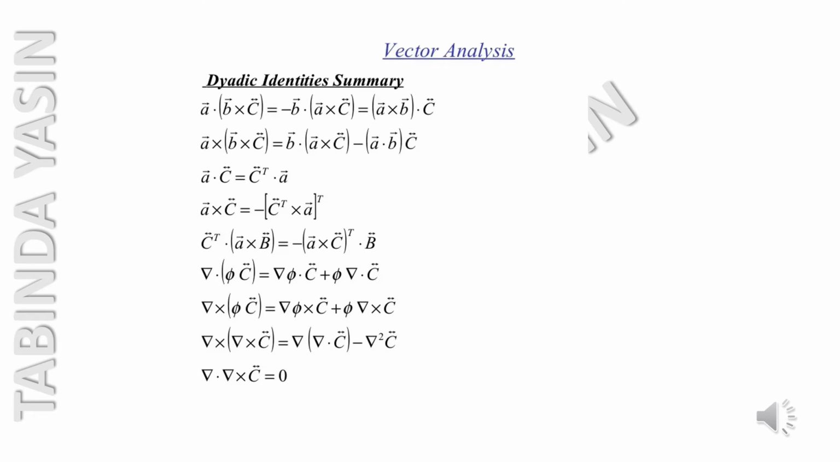and the second last is del cross into del cross c dyadic is equal to del into del dot c dyadic minus del square c dyadic. And the last is del dot del cross c dyadic is equal to zero. That is like a Laplacian operator we study in the vectors.